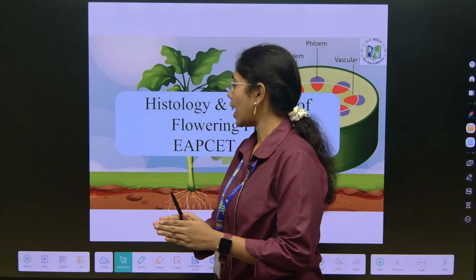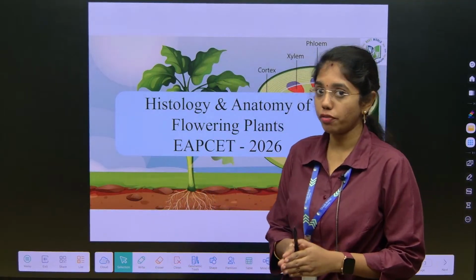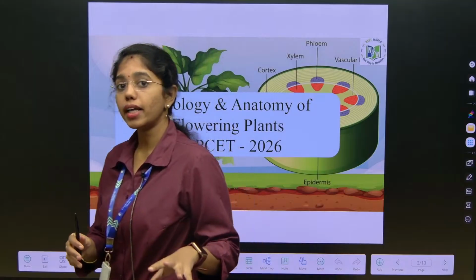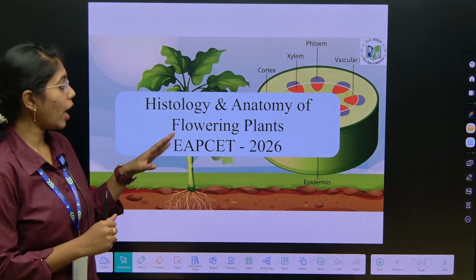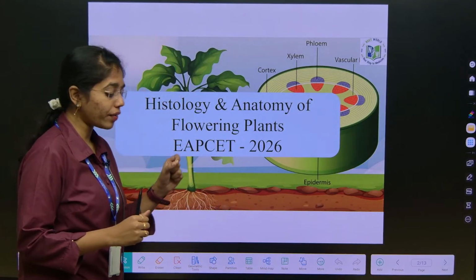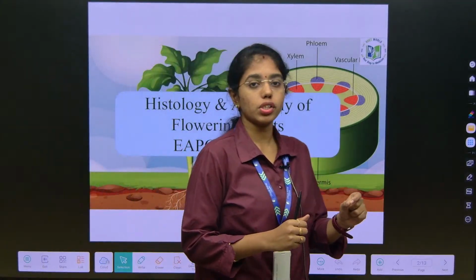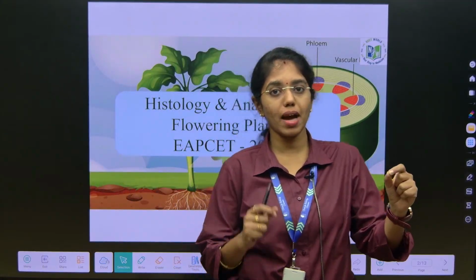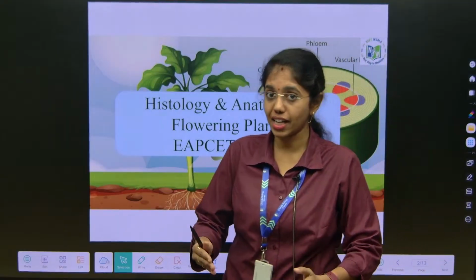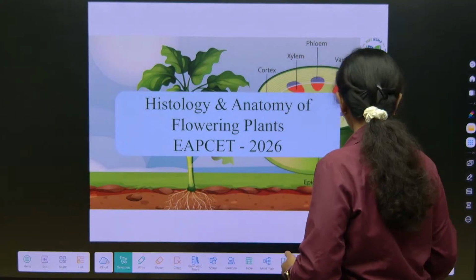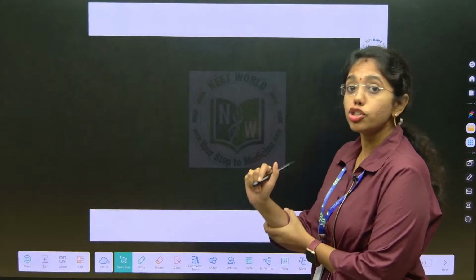Here we are dealing with histology and anatomy of flowering plants, where we have already completed the introduction and how to deal with this chapter. So far we have completed the tissues of this chapter, meristematic and permanent tissues, in our previous class. Now, in today's session we are going to start with tissue systems.